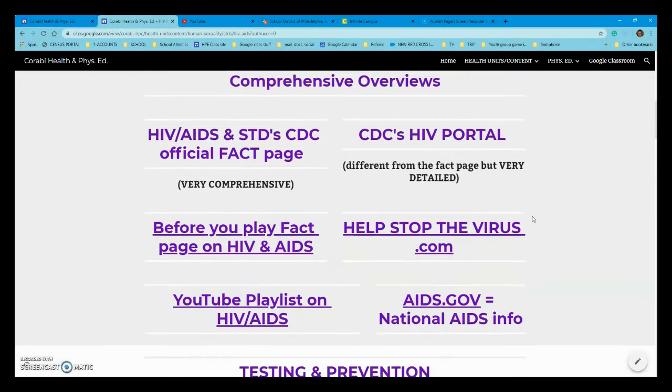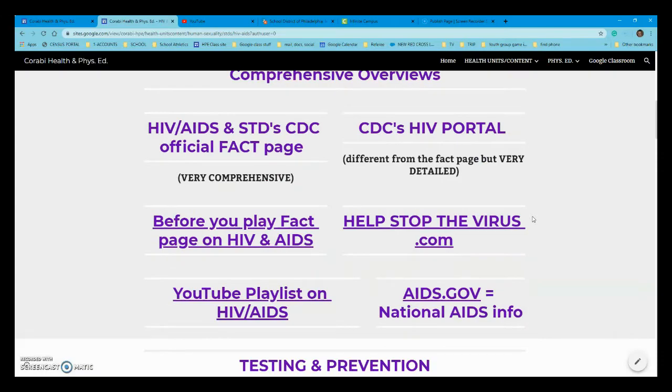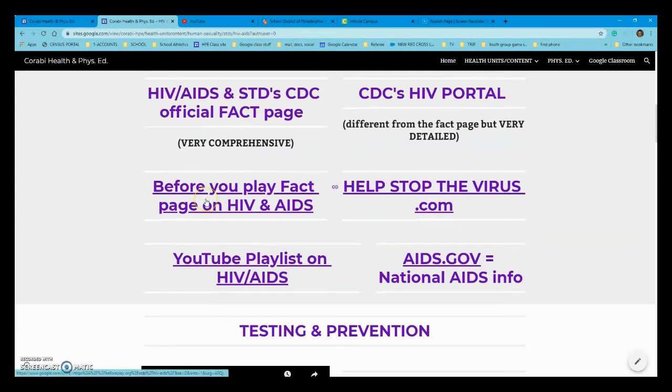Then there are several comprehensive overviews. There's a lot of information out there about HIV. This is the CDC's fact page. This is an entire portal about nothing but HIV. There's all kinds of information there. Both of them are very comprehensive. This is the beforeyouplay.org page.